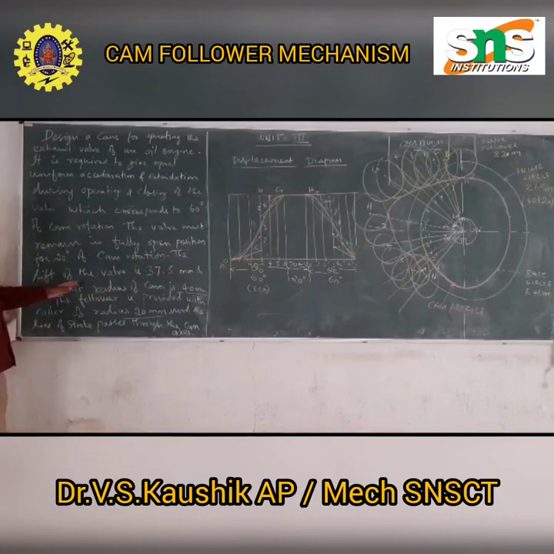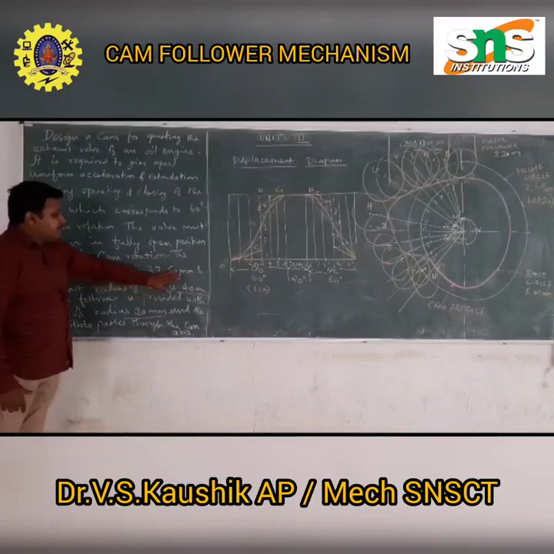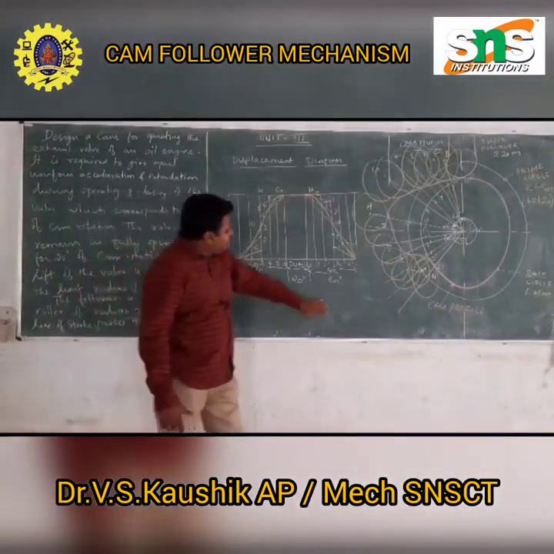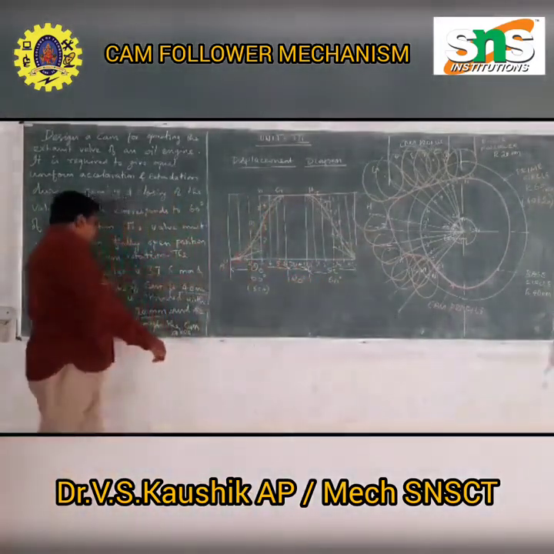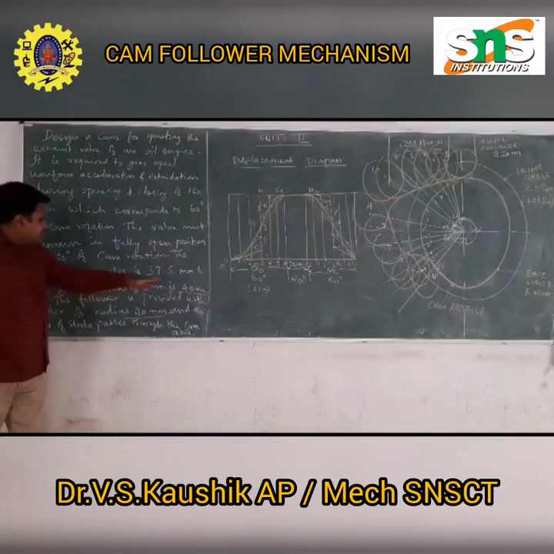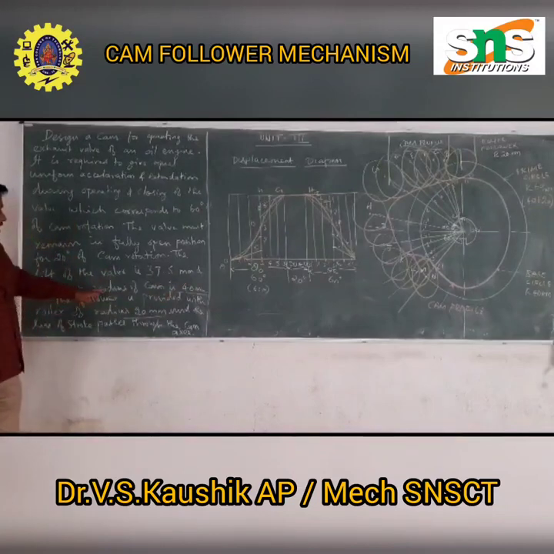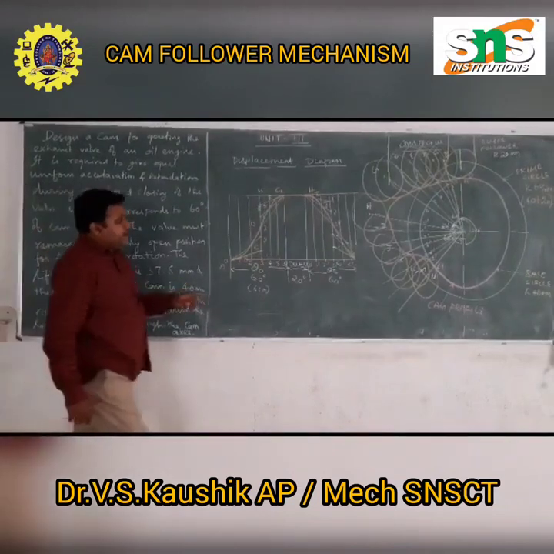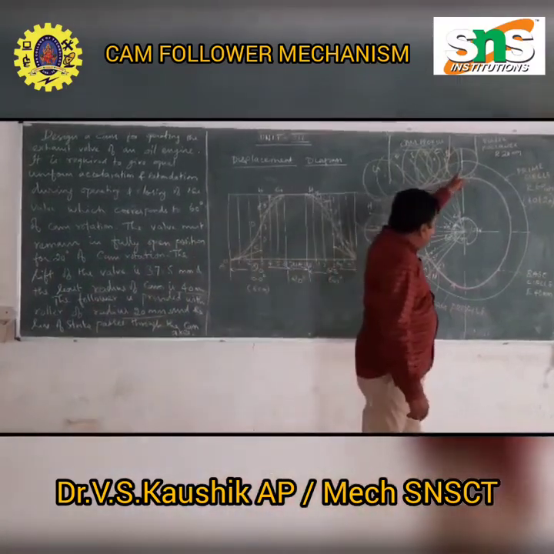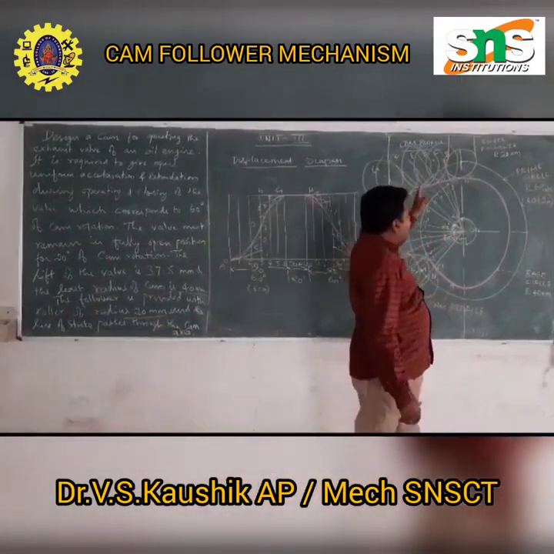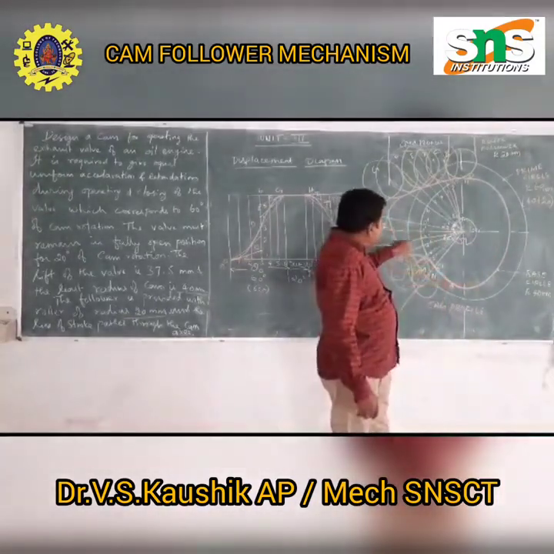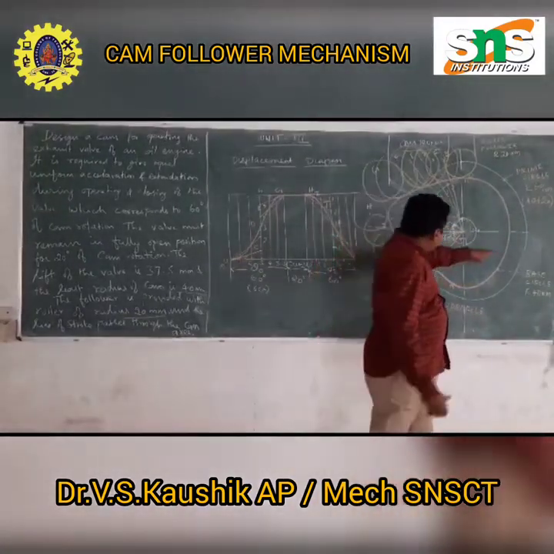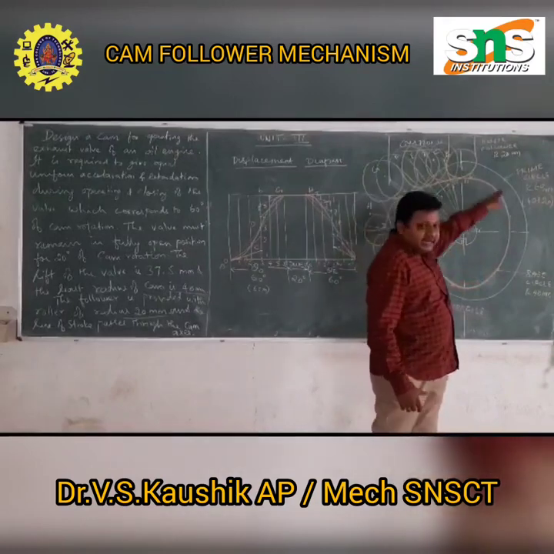The lift of the valve is 37.5 mm. The height of this is 37.5 mm. It is what is given here. And the least radius of the cam is 40 mm. This least radius is 40 mm. This is the least radius. This pink color is the least radius. Sorry, this circle is the least radius.